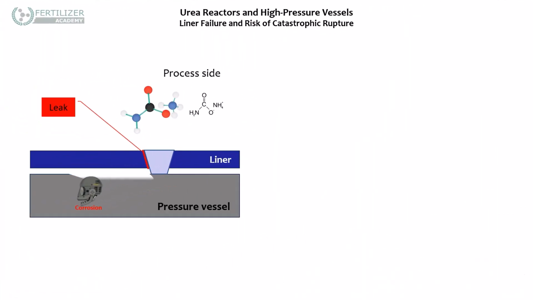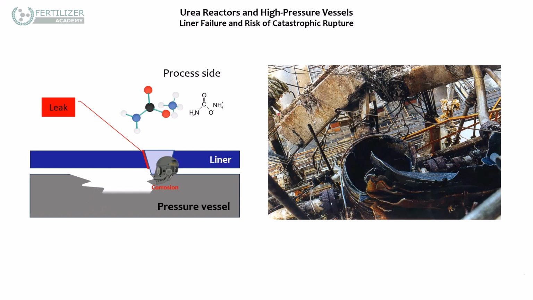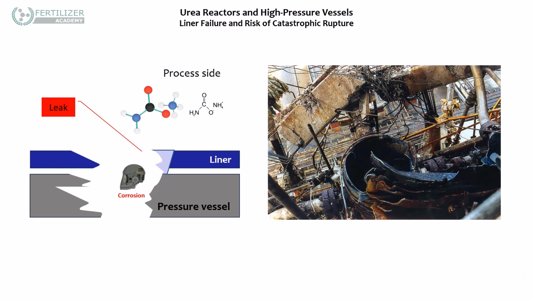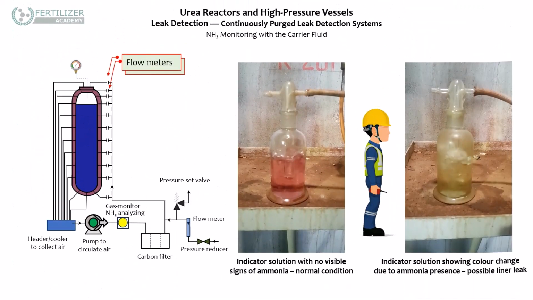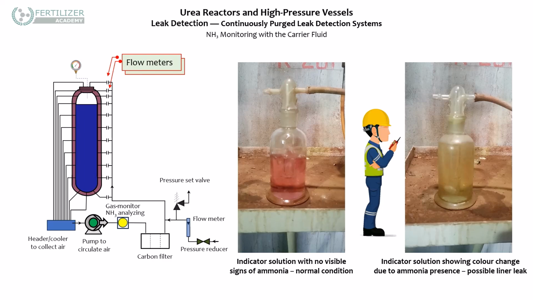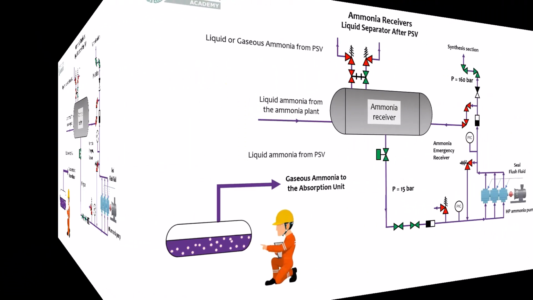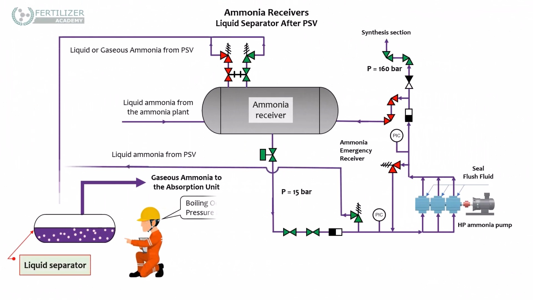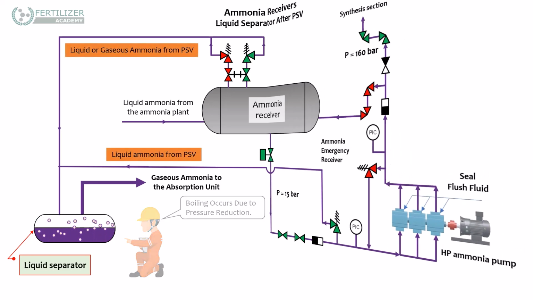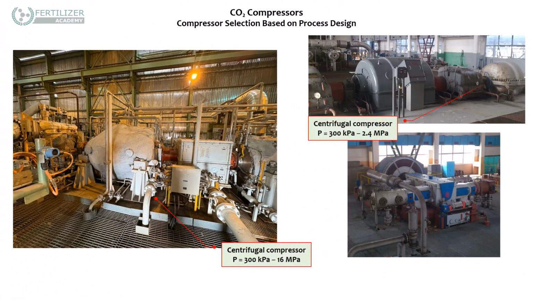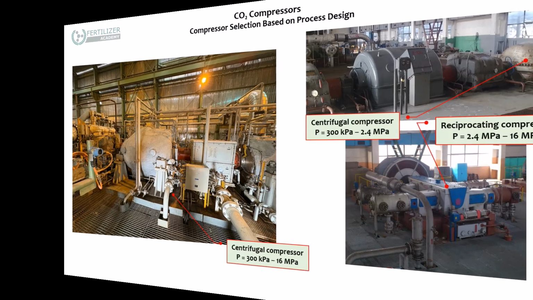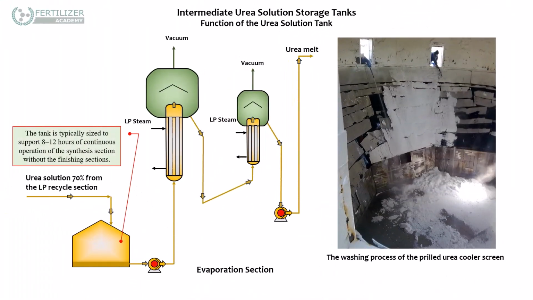Beyond inherent hazards, urea manufacturing introduces additional process risks. Corrosive carbamate solutions can attack equipment if not properly managed. We will explore process flow, equipment selection, and control systems. We will also cover the design and operation of dynamic equipment, high-pressure vessels, and vacuum units, highlighting their specific requirements and challenges.